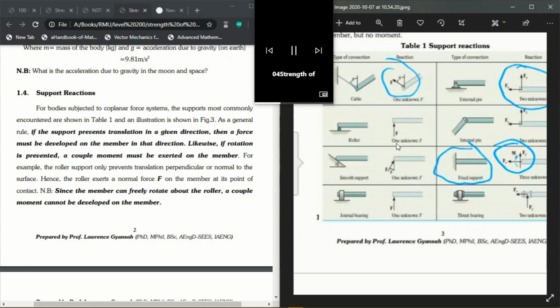So note that if it is a roller support, you will not encounter a bending moment or a couple moment. Since the member can freely rotate about the roller and it's not restricted in any way, a couple moment cannot, and I repeat, cannot be developed on the member. It's very, very important.